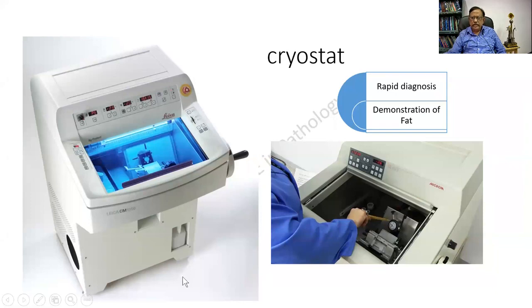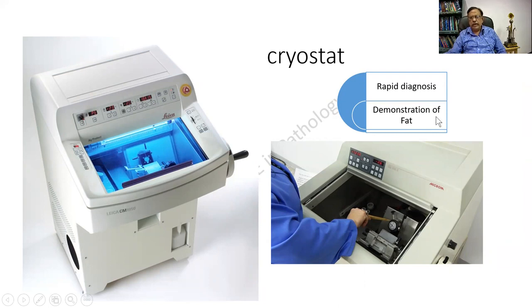A cryostat. I'll tell you what this is. It is an instrument used for section cutting. And here is where the knife is. This is where we keep the tissue and this is the knife, and it is a refrigerated microtome. The temperature will be somewhere around -20 degrees. The moment the tissue is kept, it is frozen and we cut the sections. Hence they are called frozen sections. The name of the instrument is the cryostat. It is used for rapid diagnosis. It is used for demonstration of fat.